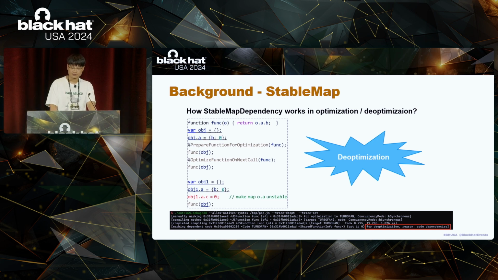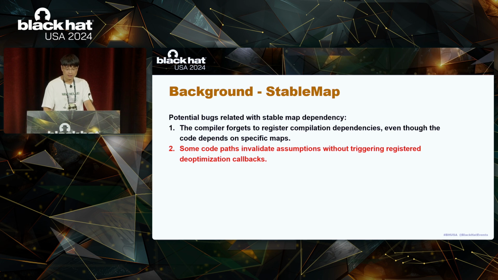Very interesting, right? So for stable map dependency, there are two ways to hunt for vulnerabilities inside this component. The first way is to find the logic where the compiler depends on a map but forgets to register it. Another way is to try to find a code path to break the type assumption without triggering the callback function that deoptimizes the code.